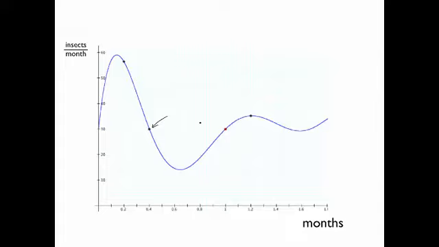So what's happening to the population at that moment? Is it going down? It's going up, because the rate is a positive 30 insects per month. The number of insects is increasing. So what did we say? We said the meaning of this point is that at 0.4 months, the rate of change of the number of insects is 30 insects per month.